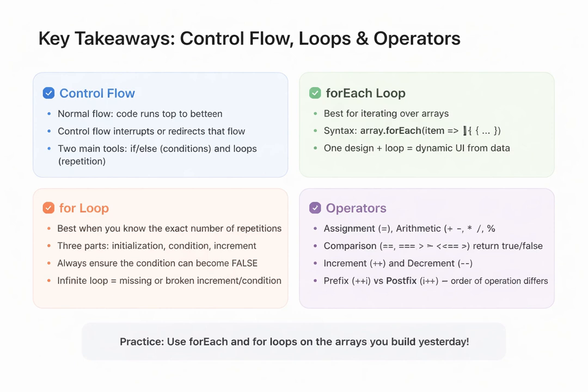The for loop is your precision repeater. Use it when you know exactly how many iterations you need, and always make sure your condition can eventually become false, or you'll end up in an infinite loop that crashes everything. And operators are the syntax glue that makes all of this work. Assignment, arithmetic, comparison, and increment operators all play a role. For practice, take the arrays you built in the previous session and try printing them using both for each and for loops. That hands-on repetition is what will make these concepts stick.